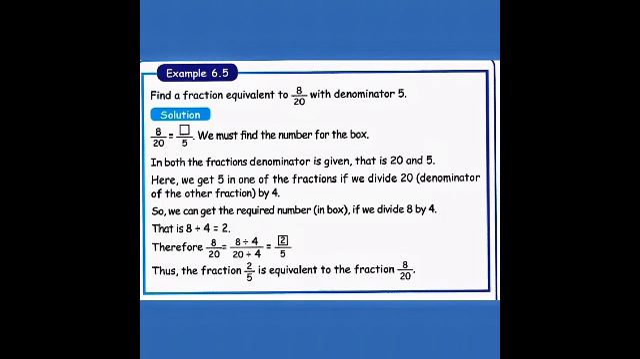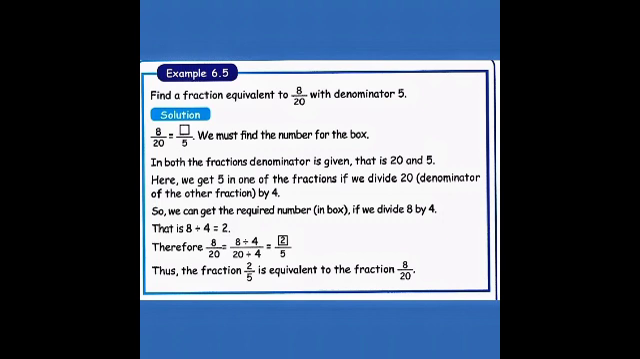Here 8 by 20 is equivalent to box by 5. The bigger number is on the left side, the smaller number on the right side. So here also we think, which number multiplied with 5 gives 20? The answer is 4. If a number is multiplied with the denominator, the same number should be multiplied with the numerator. So 5 into 4 is 20. Which number multiplied with 4 gives 8? 2. So 2 into 4 is 8.